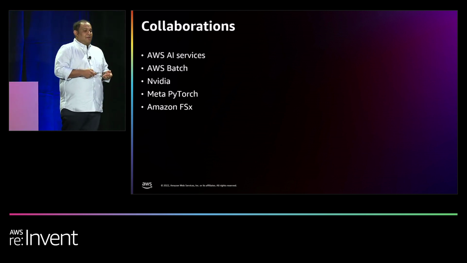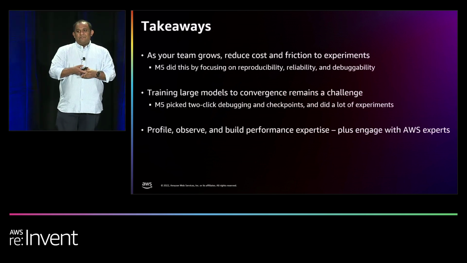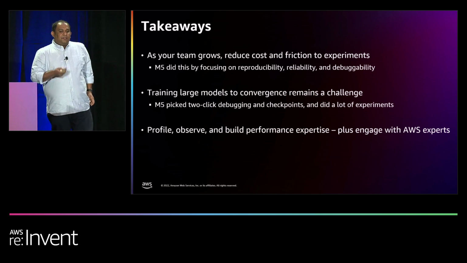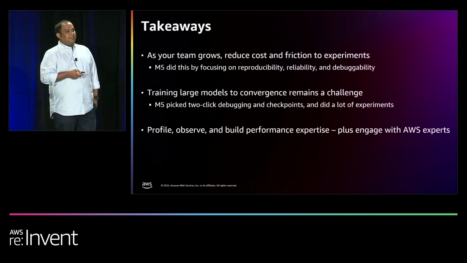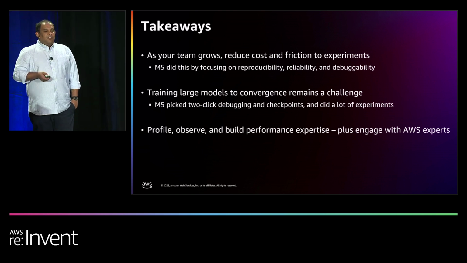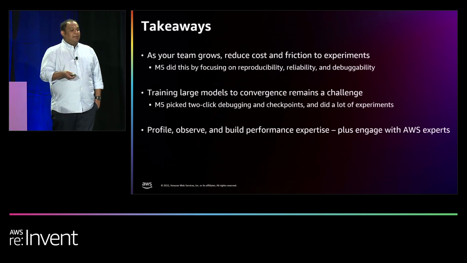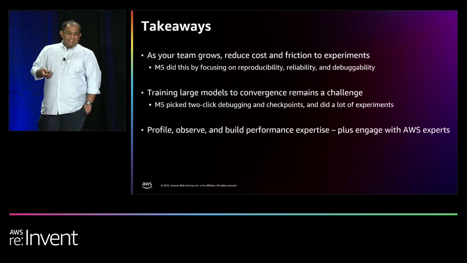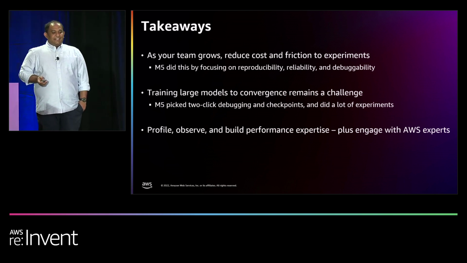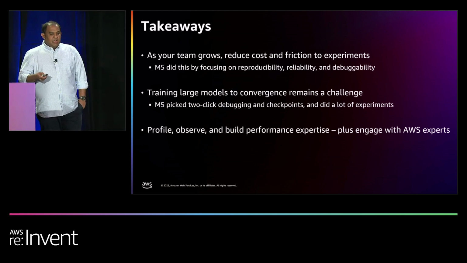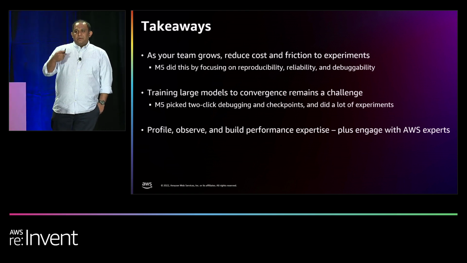Before we step out, I also want to go over the key takeaways that we learned in this journey, other than the science behind the large model. As your team grows, you should focus on reducing the cost and friction to experimentation velocity. We focused on reproducibility, reliability, and debuggability. Second, training large models to convergence still remains a challenge. We picked up debugging and checkpoints, and do a lot of experimentation on the checkpointed file to get where we want.